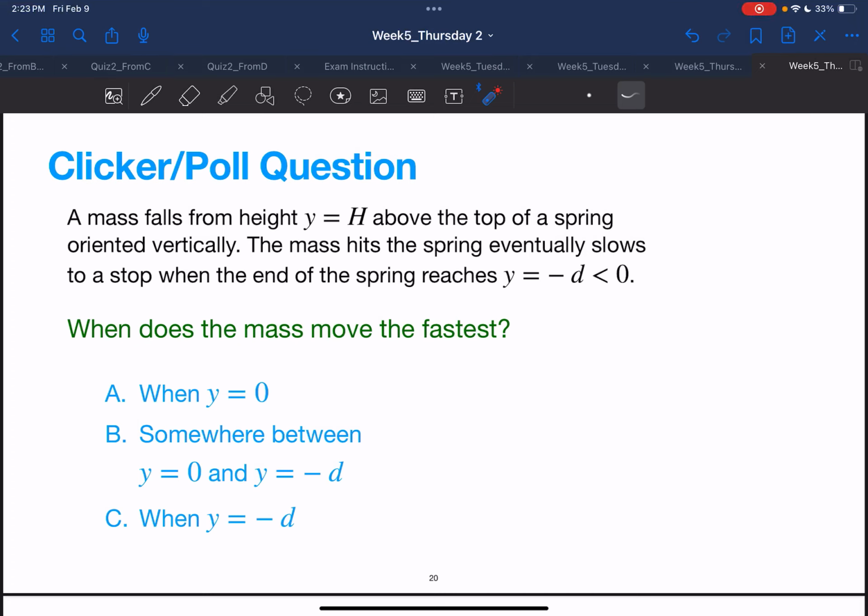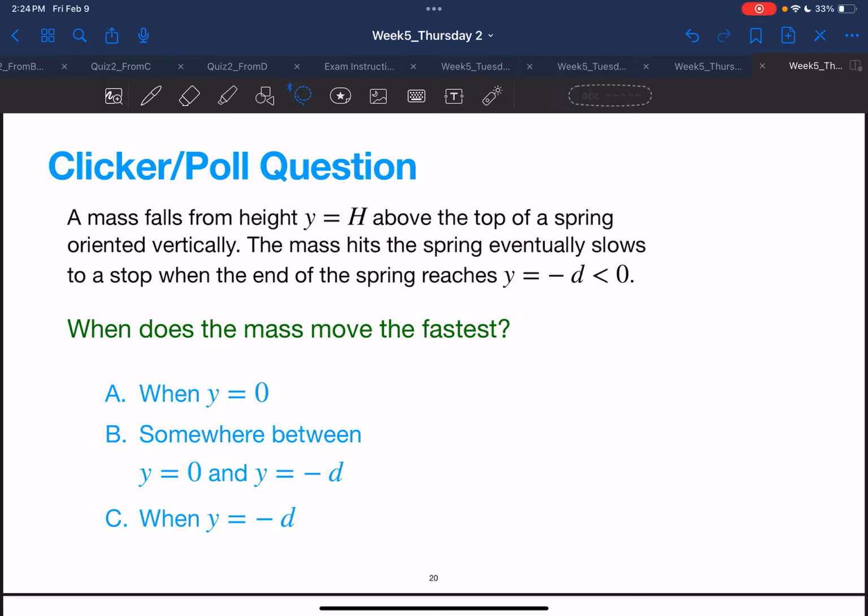Alright, we're almost done with these additional examples. This should be the second to last one. We have a mass that falls from a height y equals h above the top of a spring oriented vertically. The mass hits the spring and eventually slows down to a stop. When the end of the spring reaches some y value, y equals negative d, when does the mass move fastest?